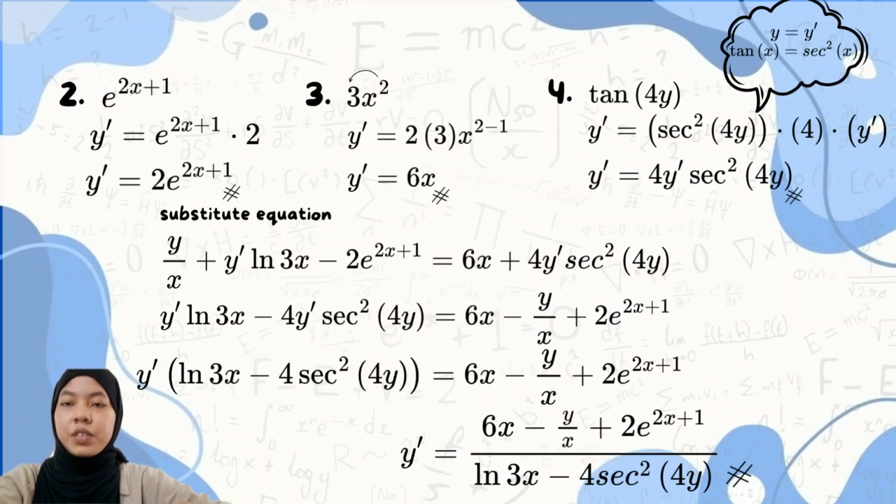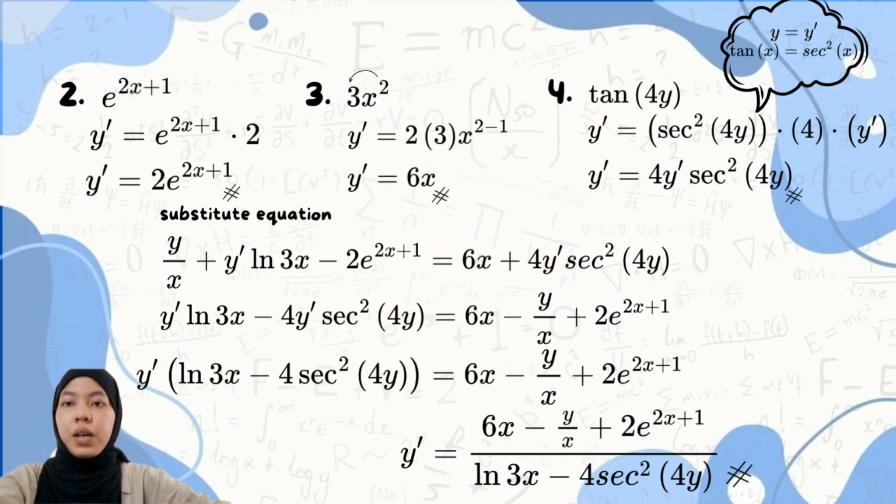Step 4. Differentiate tan 4y. First, the derivative of tan 4y is sec to the power of 2 of 4y. Then, times the derivative of 4y, which is 4, and times the derivative of y, which is y prime. Then substitute into the whole equation: y over x plus y prime ln 3x minus 2e to the power of 2x plus 1 equals 6x plus 4y prime sec to the power of 2 of 4y.